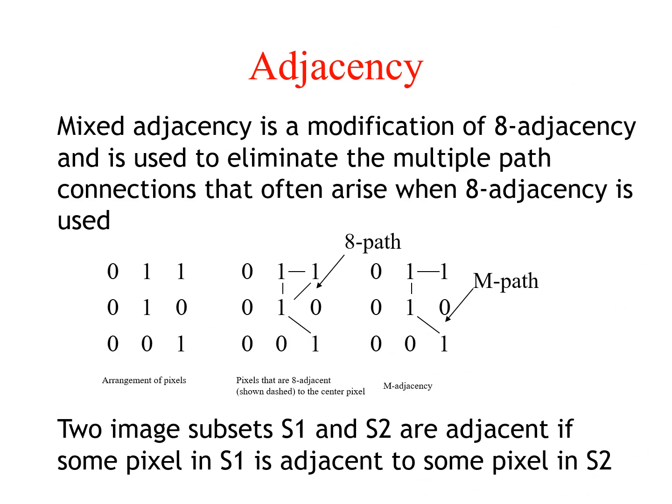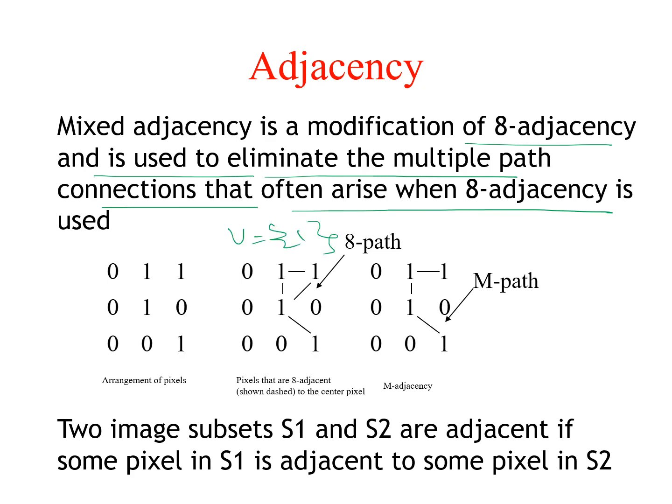So mixed adjacency is a modification of 8 adjacency and is used to eliminate the multiple path connections that often arise from 8 adjacency. Here you can see this is the set of V, and suppose V is 1. So you have to connect like this, right? All the paths are possible. So there are multiple paths, and here since this is not satisfying the set of V, you cannot connect like this. You have to connect like this. You cannot go like this, right? You have to go like this. You cannot connect like this also because this is not in the set of V.